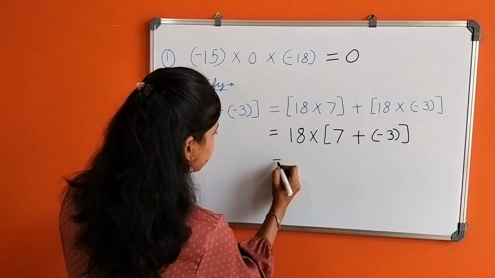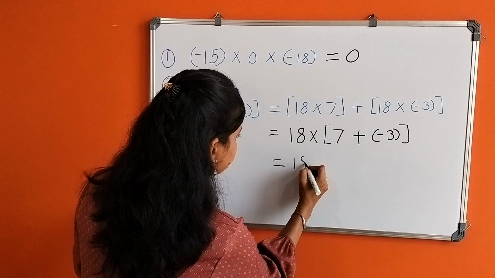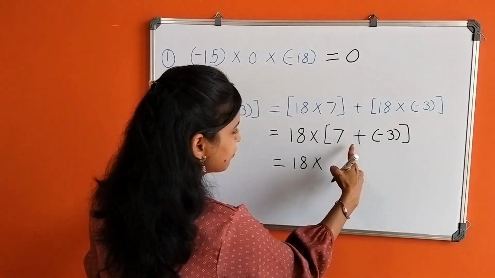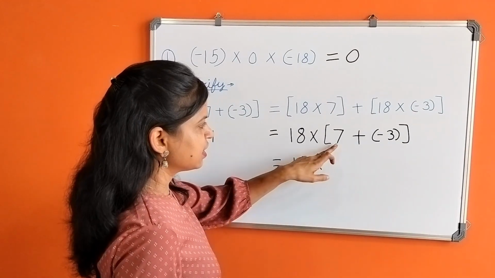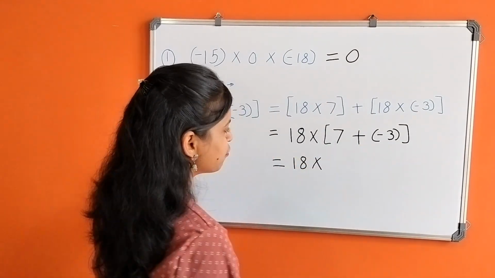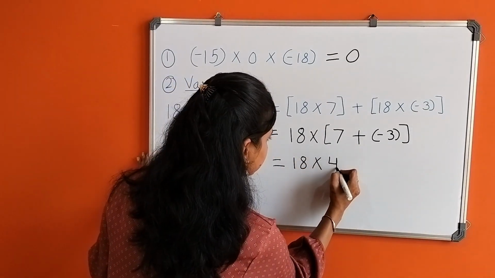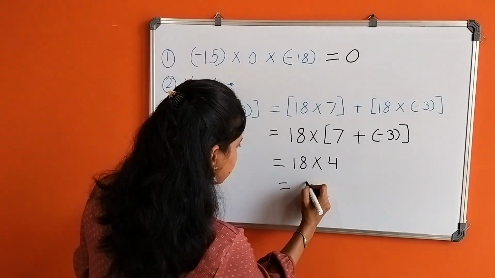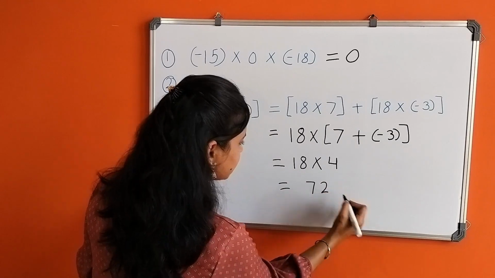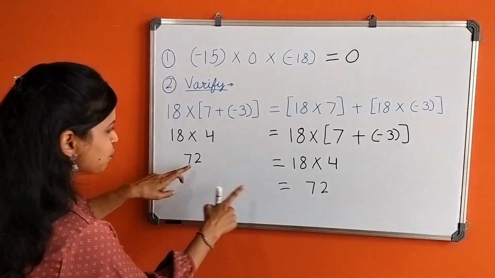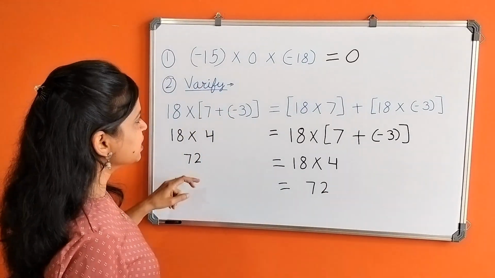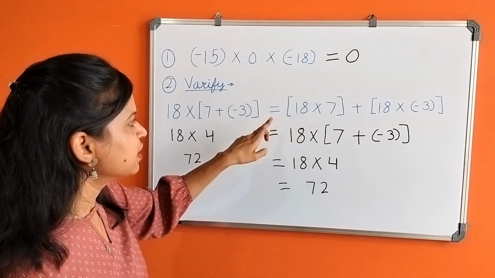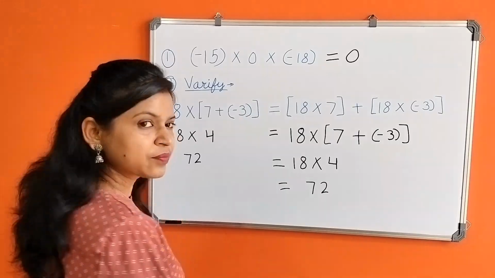Easy. Next, 18 into 7 plus minus 3. 7 minus 3 is 4. And 18 into 4, again 72. So both numbers are same, means both sides are equal. Okay.